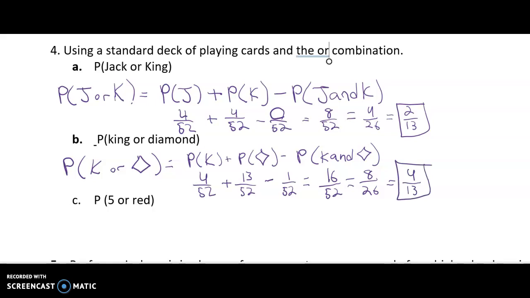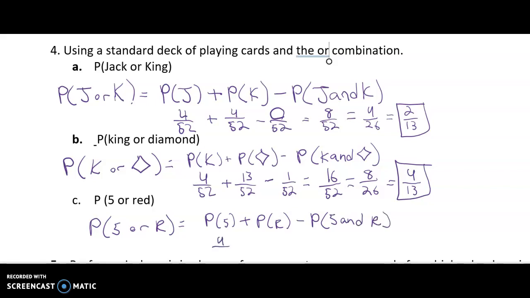Last example for the deck of cards is the probability of a 5 or a red card. Well, that's the probability of getting a 5 plus the probability of getting a red card minus the probability of a card that is both a 5 and red.